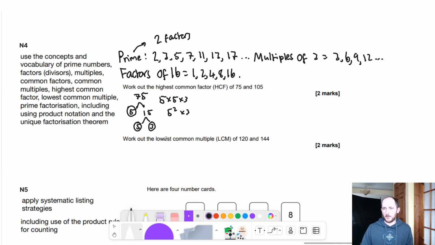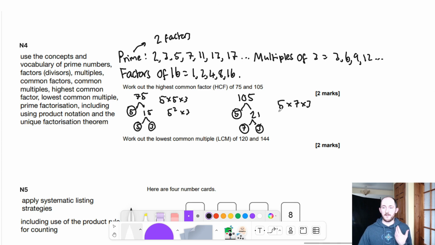Now I'm going to do the same thing with 105. Again, it ends in a 5, so I'm going to divide it by 5. There may be another number I could have divided by, but that's the one I'm choosing for now. And again, divide it by 10 gives me 10.5. Double it will give me 21. Then you have 7 and 3. Okay? And again, this is just our list of prime numbers.